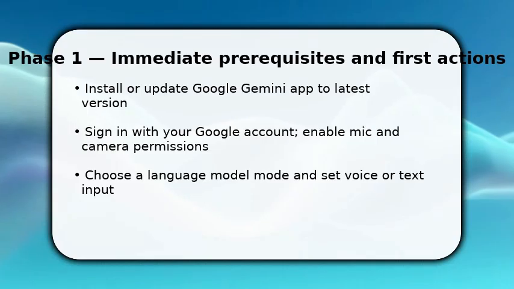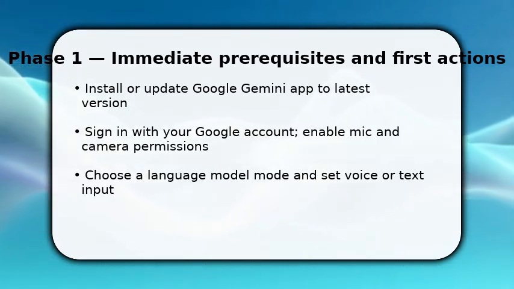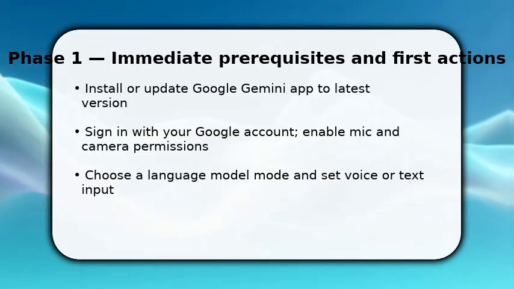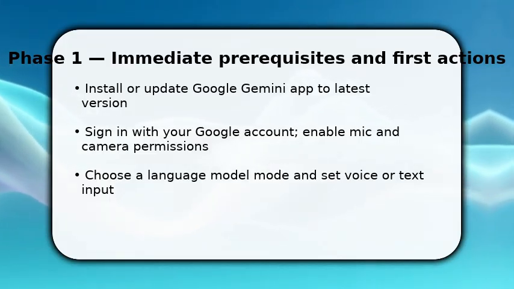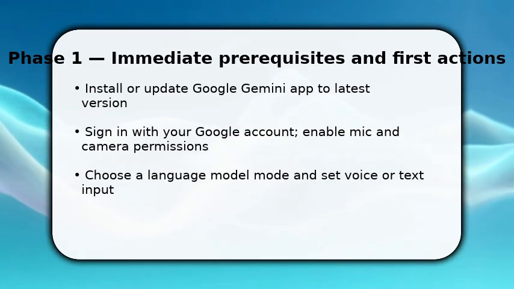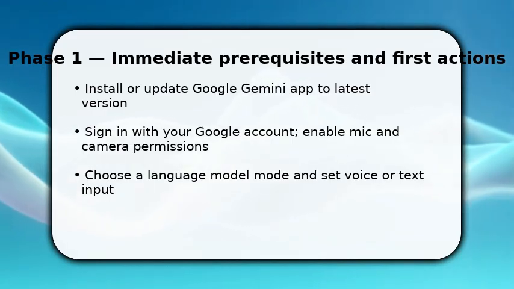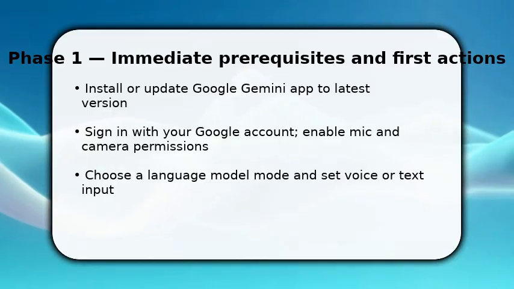You start by getting Gemini ready, install or update the app, then sign in with your Google account so data syncs properly. Once done, grant microphone and camera permissions if you plan to use voice or image input. This avoids permission prompts mid-task.